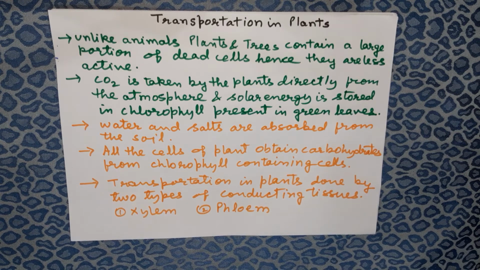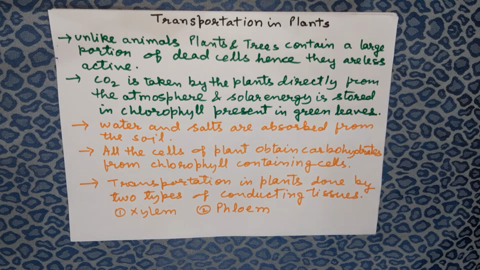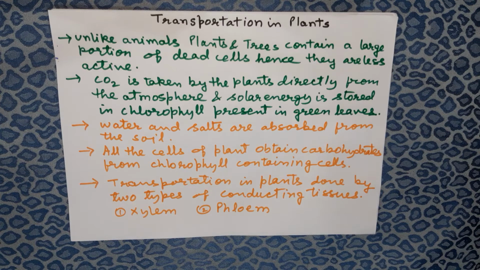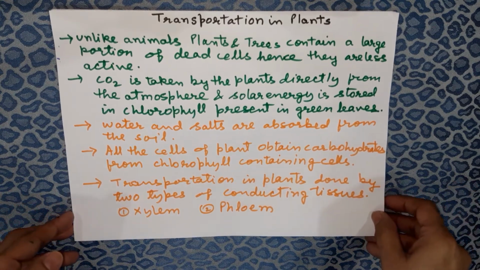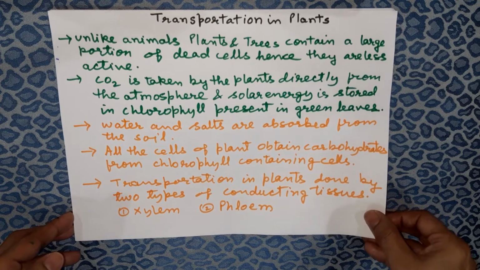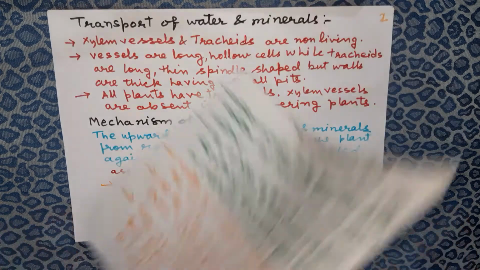Okay. Now transportation in plants is carried out by two types of conducting tissues. Number one, xylem. Number two, phloem. So we will study in detail how the xylem and phloem carry out the transportation in plants.